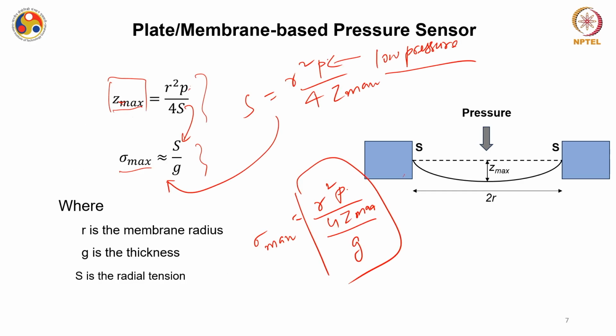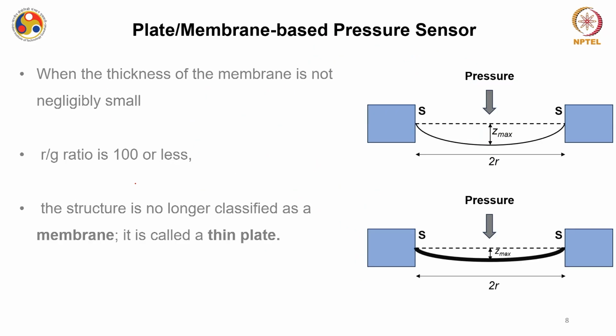I am not telling linear because I have a constant that this pressure is a low pressure. If I keep on increasing the pressure, this equation will no longer be valid. Similarly, we can see that this stress is also a quasi-linear function of the applied pressure.